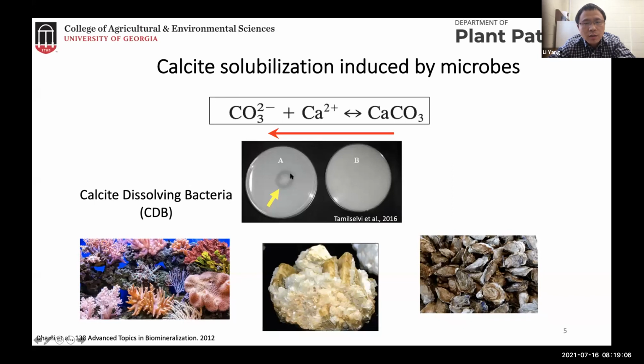In this plate, this calcite dissolving bacterium creates a halo because it dissolves the insoluble calcite added into the plate. This group of bacteria has been found in calcite-rich environments, for example coral reefs, limestone mines, and shells. For example, these are oyster shells. People believe that these bacteria have a function of dissolving the calcite on these shells.